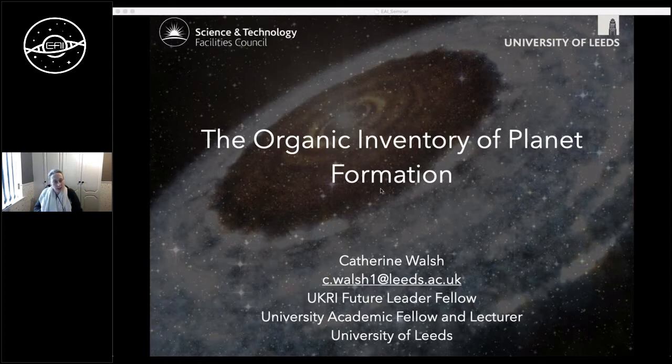So this is very exciting work that we're doing, especially using high resolution and high sensitivity observations to probe the organic or molecular inventory of planet formation. And I think this little cartoon that I have in the background really nicely illustrates the different regions that we're trying to probe with these high resolution observations.